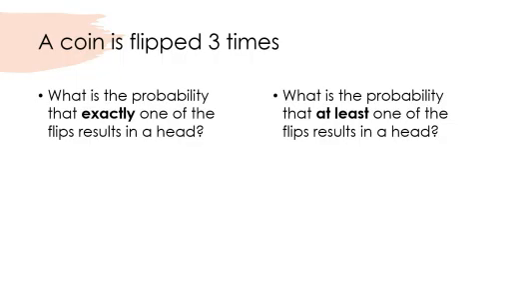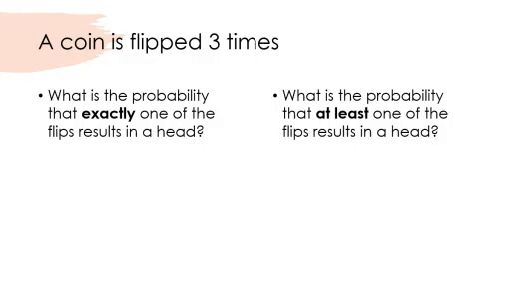Okay, so let's say we flip a coin 3 times. If you flip a coin 3 times and you want exactly only one of them to come up as heads out of the 3, so you want 1 head and 2 tails, what's the probability of that? So what you have to do is find the sample space of it. We have to find how many possible outcomes there are of us flipping a coin 3 times.